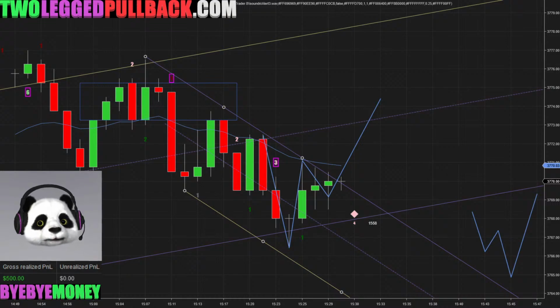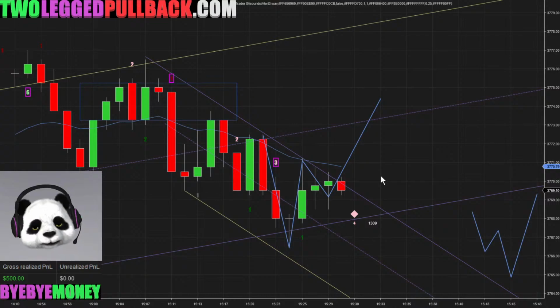All right, I'll go for a runner. I'll do a runner today for you guys. This is not a bad place to do a runner. You have to know when to do a runner, when to do a swing, when to do a scalp, all coming from the setup, the two-legged pullback setup.